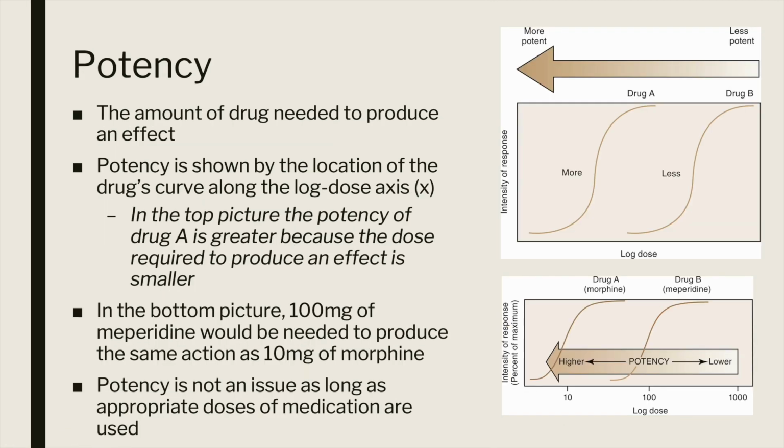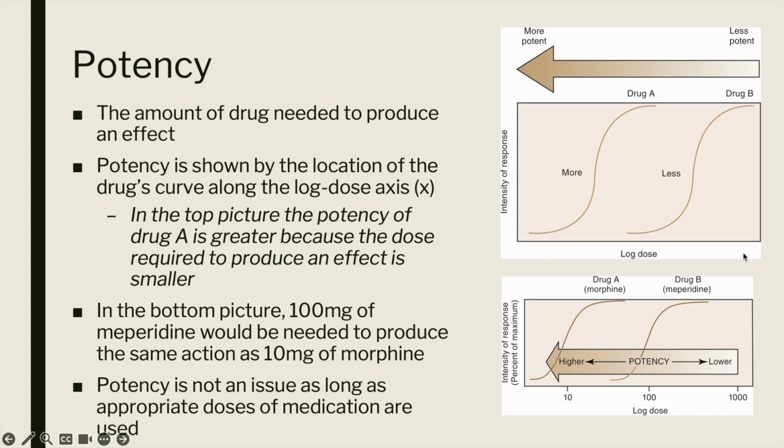When we talk about potency, the potency is the amount of a drug needed to produce the effect. Potency is shown by the location of the drug's curve along the log dose axis. So if we look at this right here, this drug B over here is the less active drug. Drug A is the more active drug. Well, how do we know this?